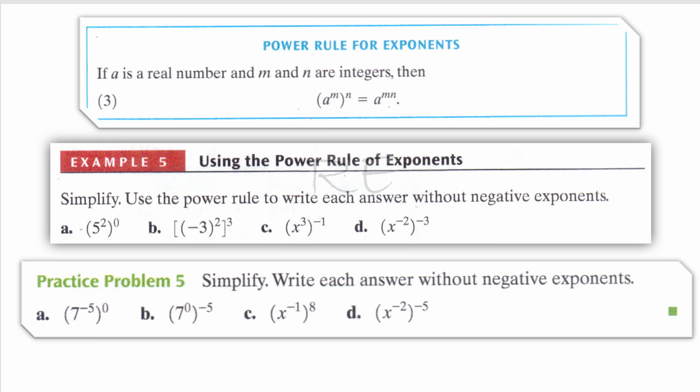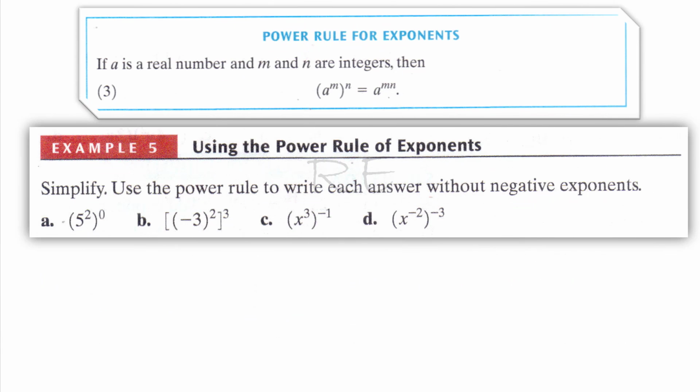a to the m to the n, power of a power, is equal to a to the m times n. We multiply the exponent. 5 to the second to the 0 is equal to 5 to the 2 times 0, which is 0. It's equal to 1.